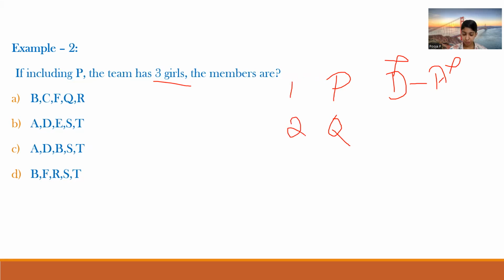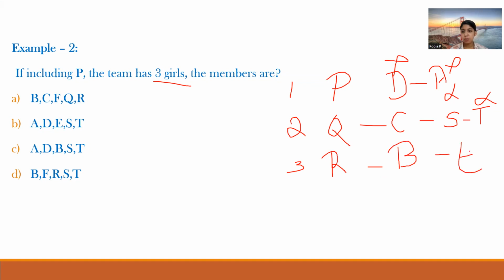The second girl, Q. So if you take Q, it means C also should come. As per the conditions, C and Q should always be together. So C also should come here. And if C is there, it implies S will not come. If S doesn't come, it also implies T will not come because S and T are always together. The next, third girl that you have left is R, right? So if R comes, it means B also should come by default because B and R should go together. If B is coming, then E cannot join the team because B and E can never go together.